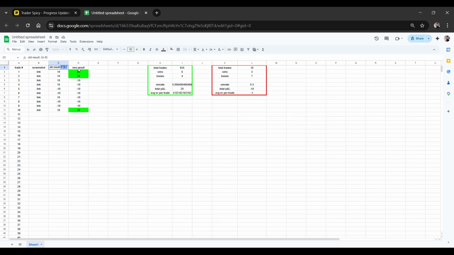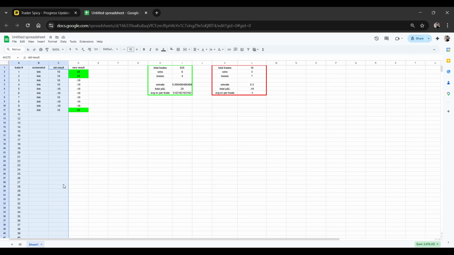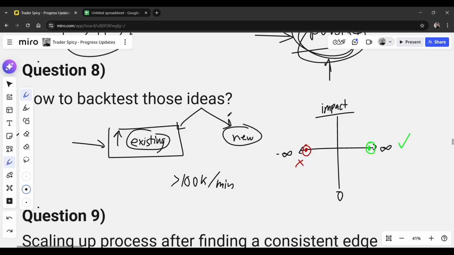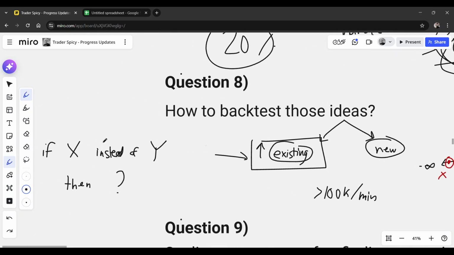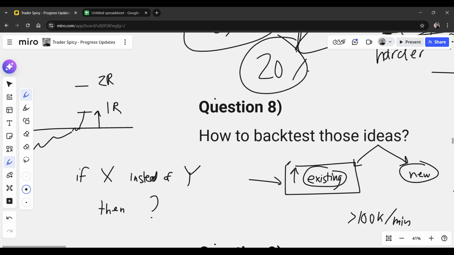Just to keep things simple, I'm just going to pretend that it's units of US dollars, right? So everything in these three columns is just everything from my current trading strategy. Now let's pretend that I'm testing the idea. Let's say my normal strategy takes profit at roughly 1R, and I want to ask the question, okay, if I took profit at 2R instead, how would my performance look?